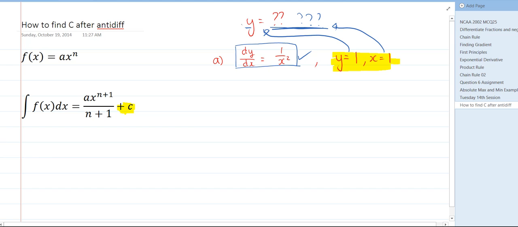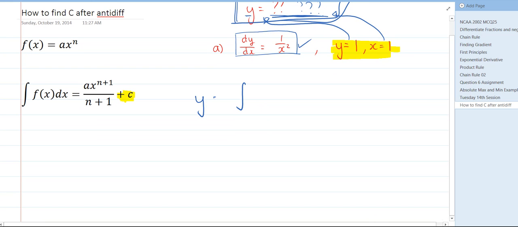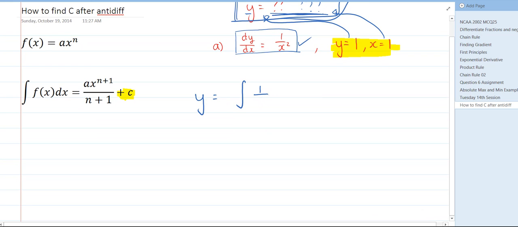So my job right now is to find out what y equals. Now we know that if you derive it, it gives you 1 on x squared. Then if you anti-derive 1 on x squared, it'll give you your function. So let's find the antiderivative, because y will equal the antiderivative of 1 on x squared dx. Well, this is just doing what I showed in the last video.